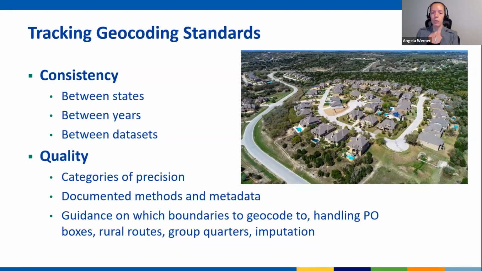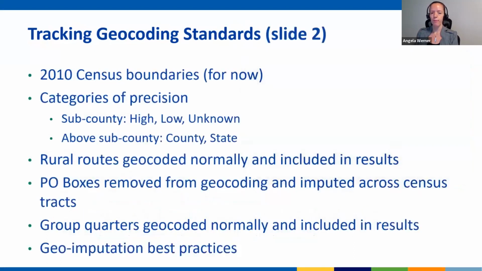In our piloting work, we realized that we needed some standards around geocoding for sub-county data, which did not exist. The tracking program's geospatial work group piloted this and came up with a standard set of recommendations, including creating a geocoding standards document. Next slide. This slide shows some of the key points that are outlined in the geocoding standards that were developed, including which boundaries to use, categories of precision that were determined through piloting, and how to handle special cases. Next slide.